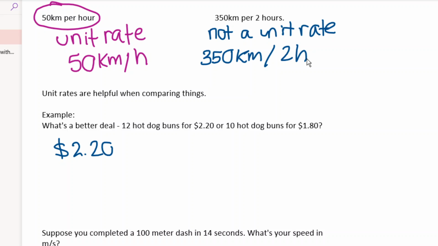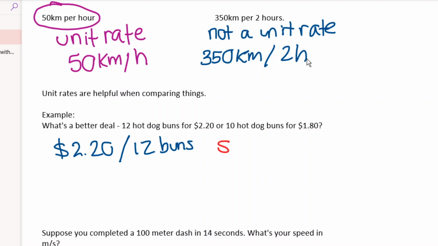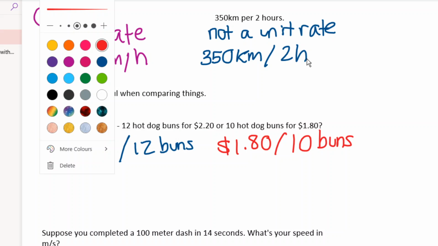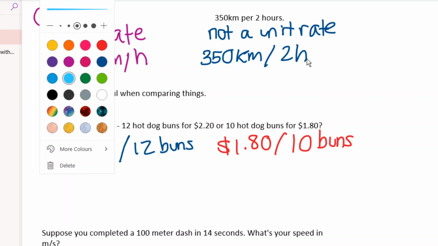We have $2.20 per 12 buns. And then I'll use a different color for the other one. We have $1.80 per 10 buns. And what we do here to figure out the unit rate is we are going to divide by the second number.